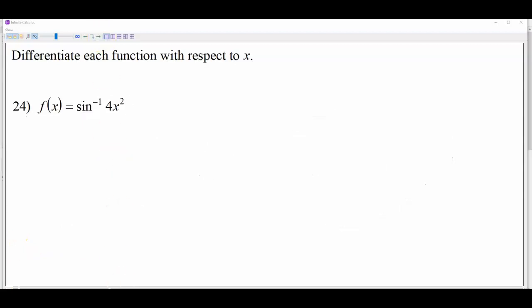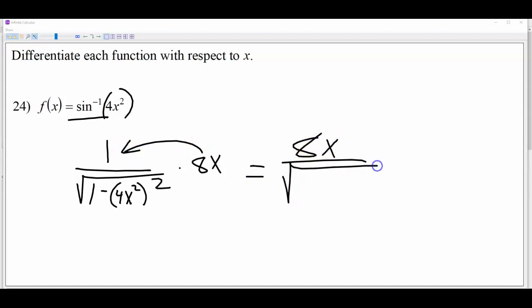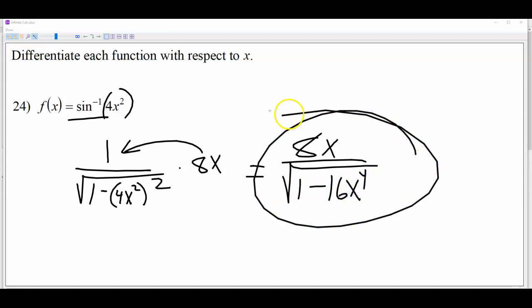All right, now we're going to do an arc sine. Arc sine is a lot like arc cosine. Once again, we have a chain rule here. So the derivative of arc sine is the same thing as arc cosine that we did earlier, but the only difference is it's not negative. So it still looks like this. We still plug in the inside here. We still multiply by the derivative of the inside. And simplifying, we do 8 times 1 on the top. And we end up with 8x over the square root of 1 minus 16x to the 4th. And we're all done with that.